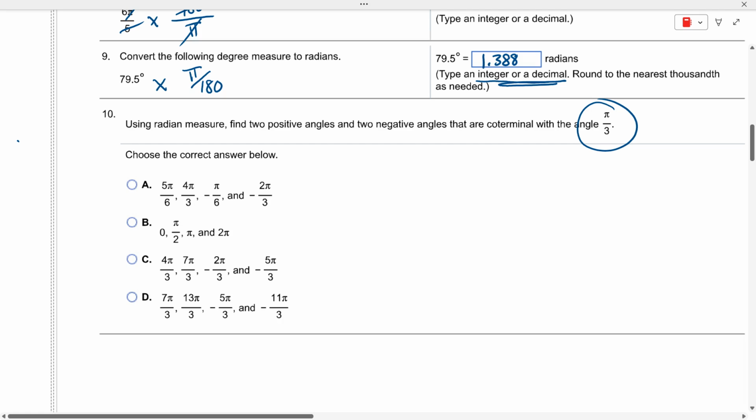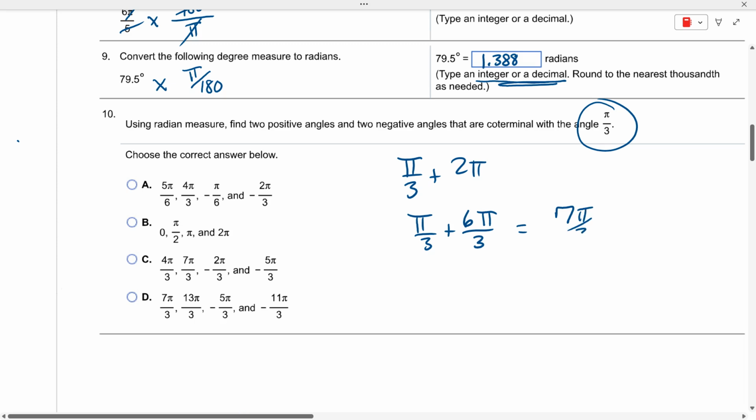So if it is a radian measure, we have to add 2 pi to it. So it's pi over 3 plus 2 pi. But we can't add these because we don't have a common denominator. So we have to switch 2 pi into what? What over 3 is 2? 6. 6 over 3 is 2. So you're adding 6 pi over 3. So 1 pi over 3, you get 7 pi over 3.